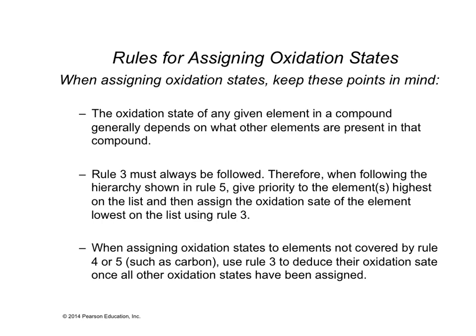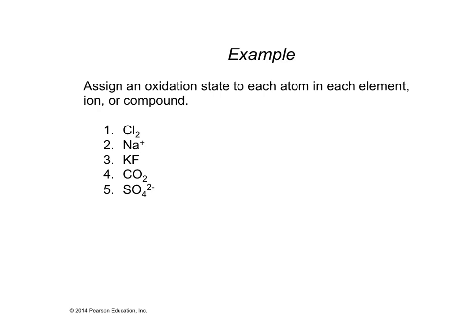Okay, so this essentially just restates in a nice written form what I just said in the previous slides. So I'm going to go ahead and skip ahead to the example to illustrate how you are going to apply these rules for assigning oxidation states. For example, I have a list here, 1 through 5, and I want to assign the oxidation state to each atom in the compound, if I have a compound, or ion, if I have an ion, etc.